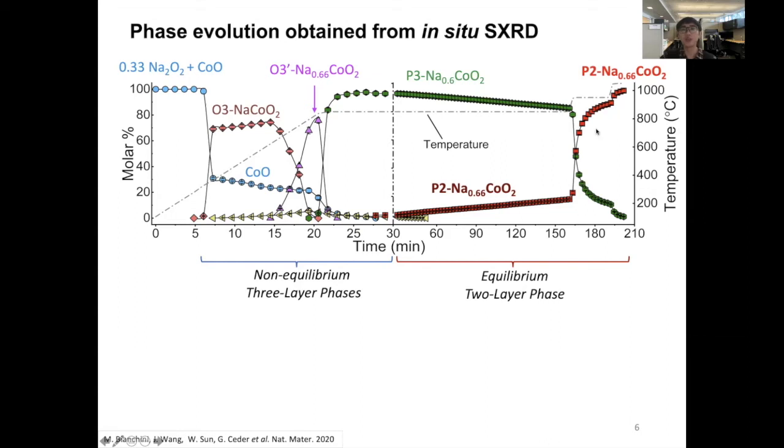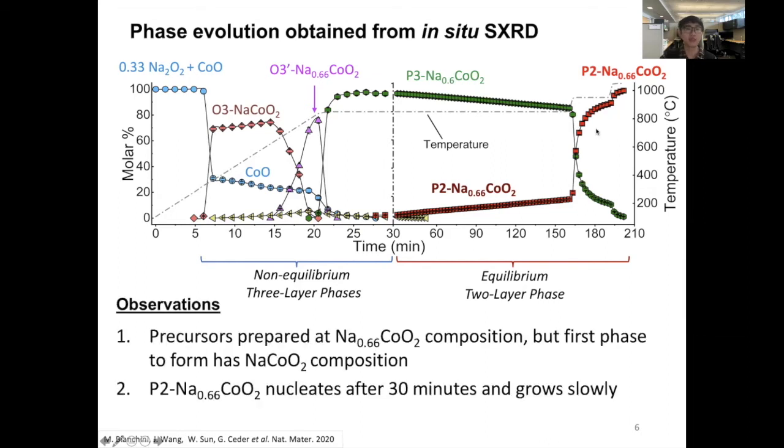So even though we prepare the precursor at sodium 2/3 composition, the first phase to form was O3 with full sodium occupancy, and our target P2 phase with the right composition only forms after 30 minutes and grows very slowly.